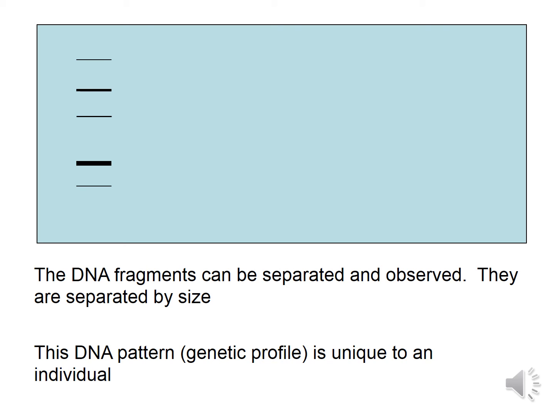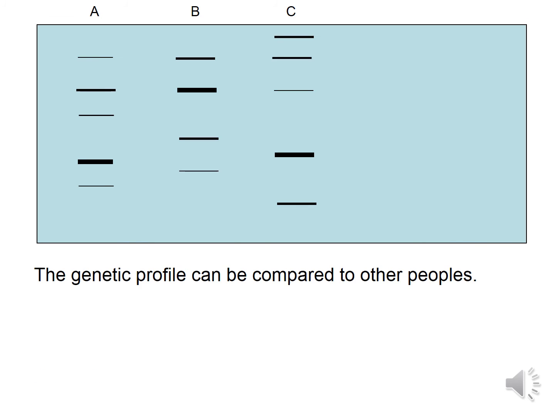So as I said, this DNA pattern, this gene profile is completely unique to an individual, which means that if you have lots of other people's genetic profiles, the bands separate out like this, they can be compared to perhaps DNA found at a crime scene, a number of applications. So I've given you an example here of 3 people. I should have labelled A, B, C. Here's their genetic profile. You can see they're quite different from each other.